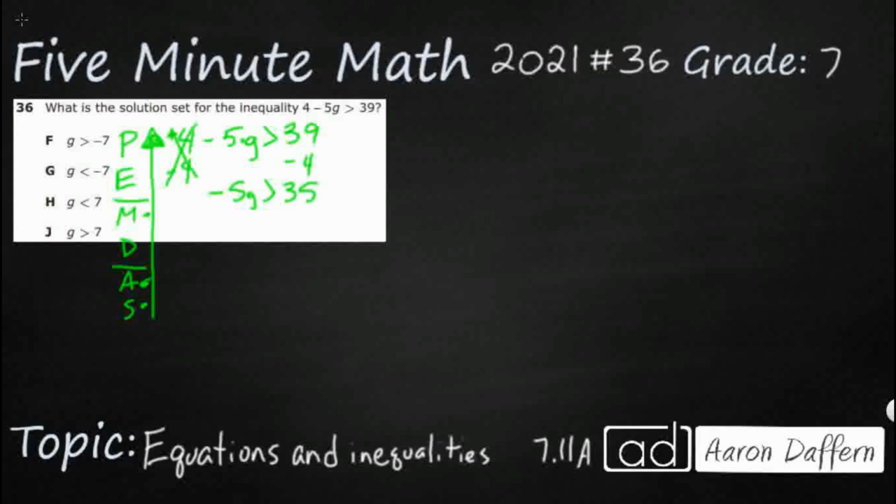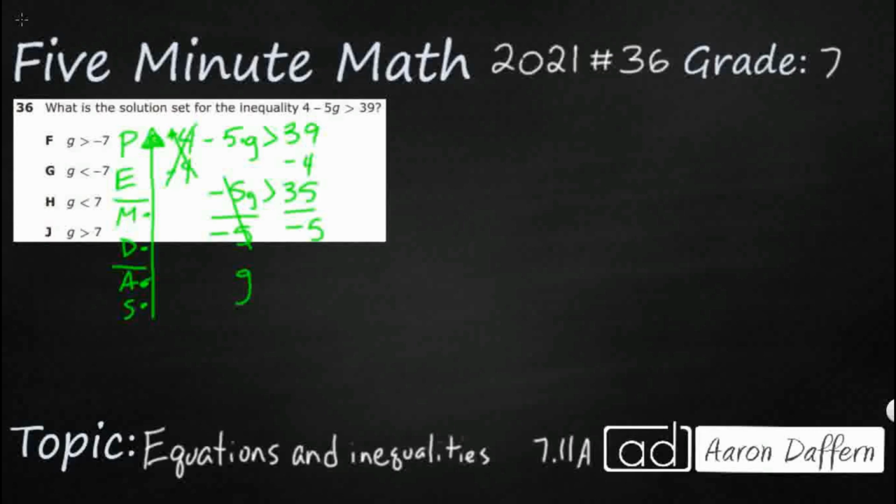All right, so 5 and 35, that's going to work. You see, we got a multiplication. We got negative 5 times g. So I need to divide by negative 5. So negative 5 divided by negative 5 cancels itself out. It just makes it 1. 1 times any number is itself, so it's just g. So I need to divide this side by negative 5.